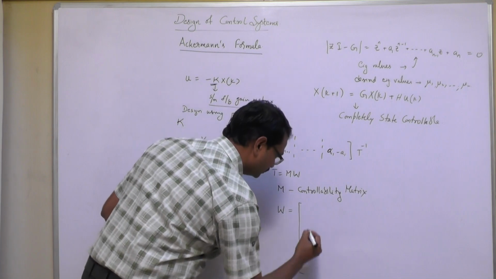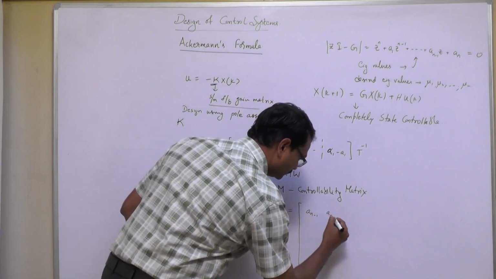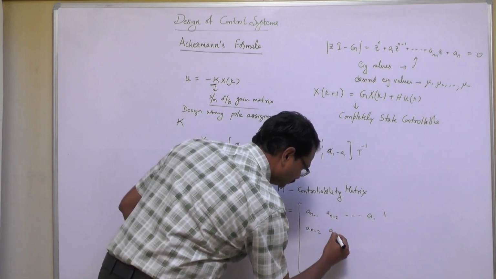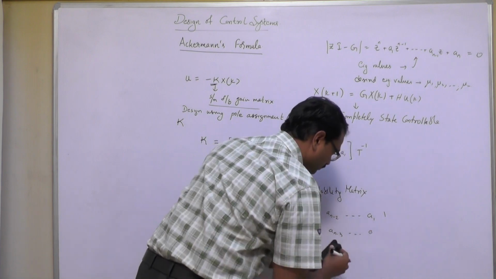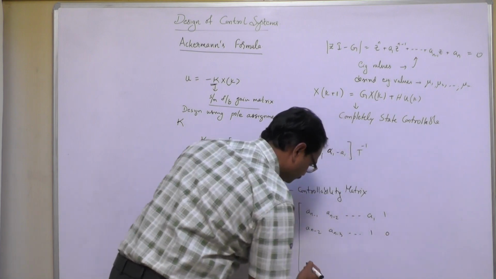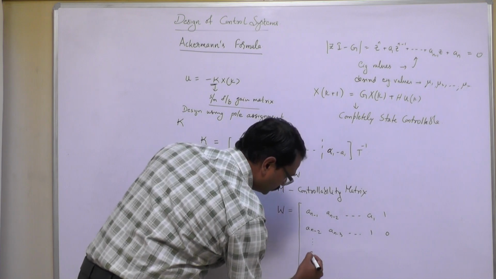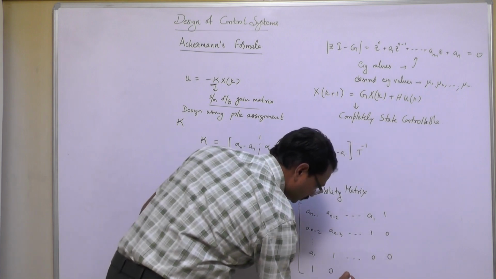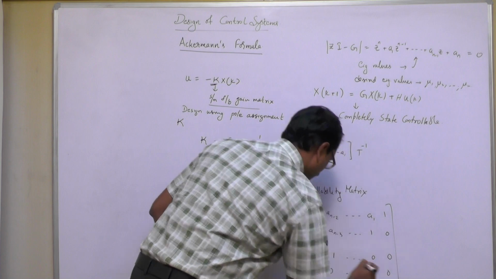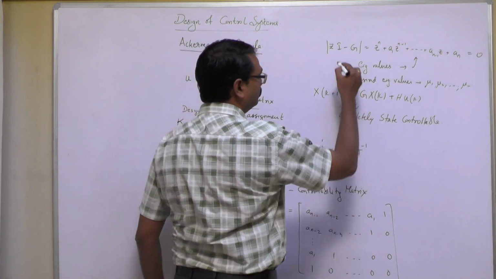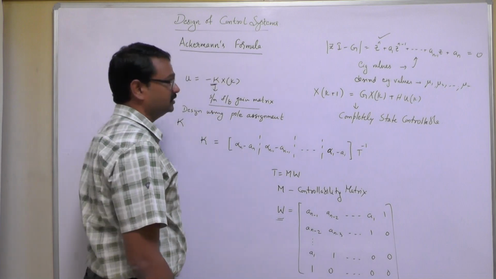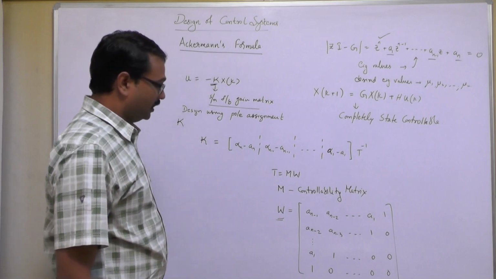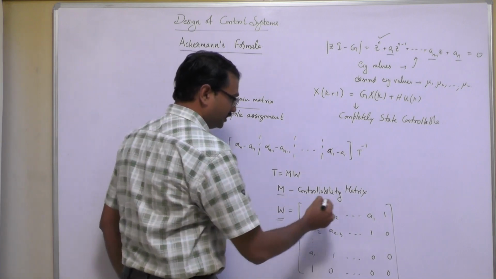From that equation, W has the rows: an minus 1, an minus 2, and so on, down to a1, 1; then an minus 2, an minus 3, and so on; then a1, 1, 0, 0; and 1, 0, 0, 0. So this W matrix is obtained from the characteristic equation coefficients a1, an minus 1, an, right? And M is the controllability matrix of that system.